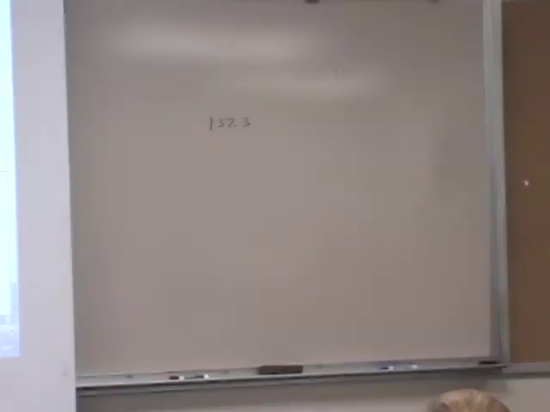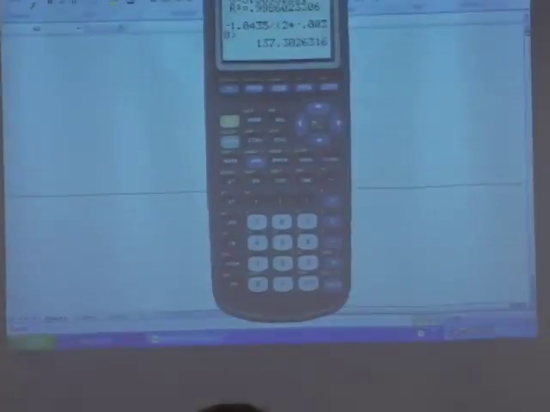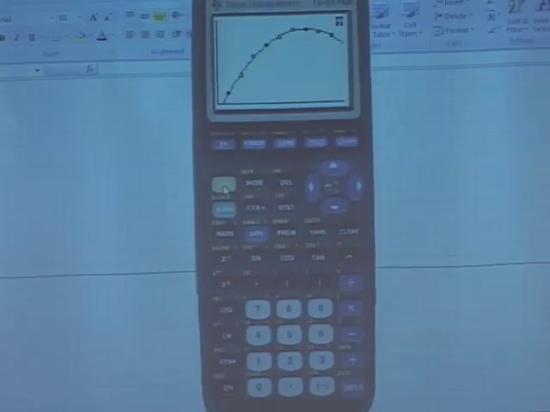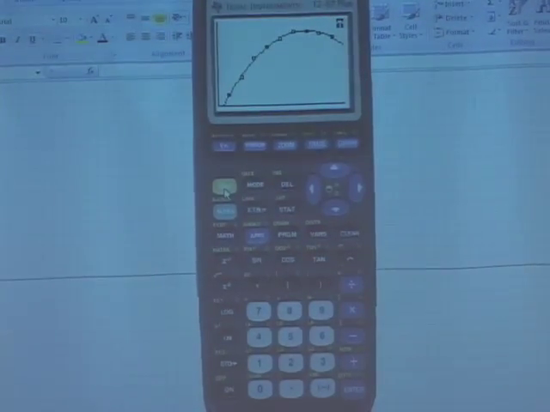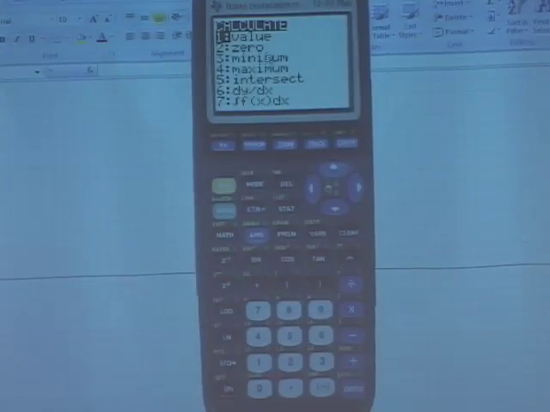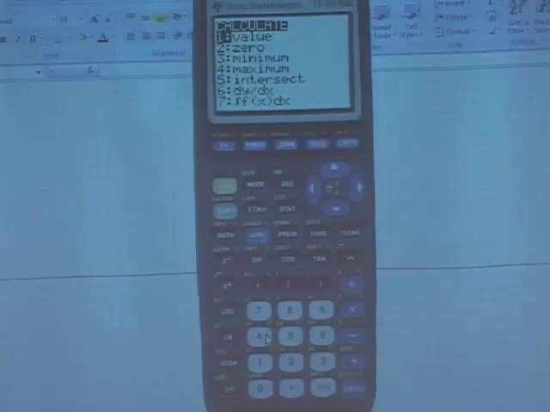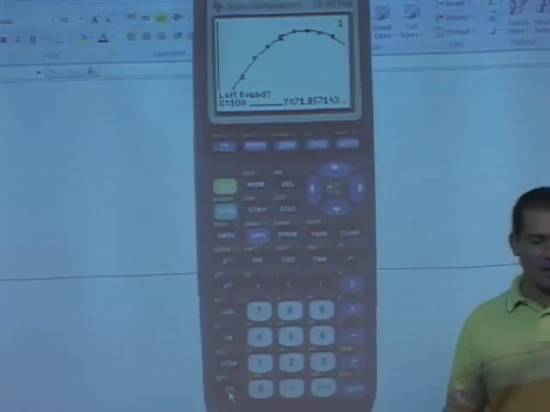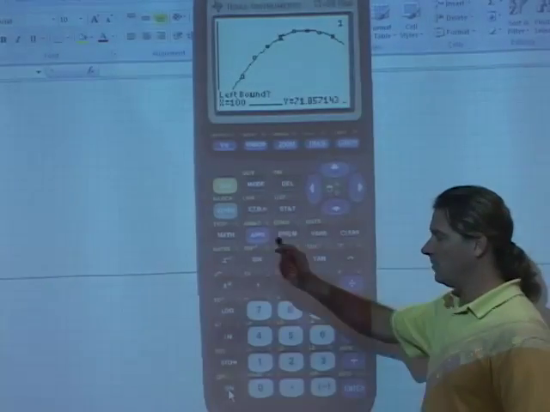Now we can also do this using the maximum finder on the calculator. So what you do here is, first of all, I'll get back to the graph. Second, calculate, and option number 4 is the maximum. Now this is where you have to answer a series of questions. We've done this before. This time though you actually have to answer them. You can't just hit enter a few times.